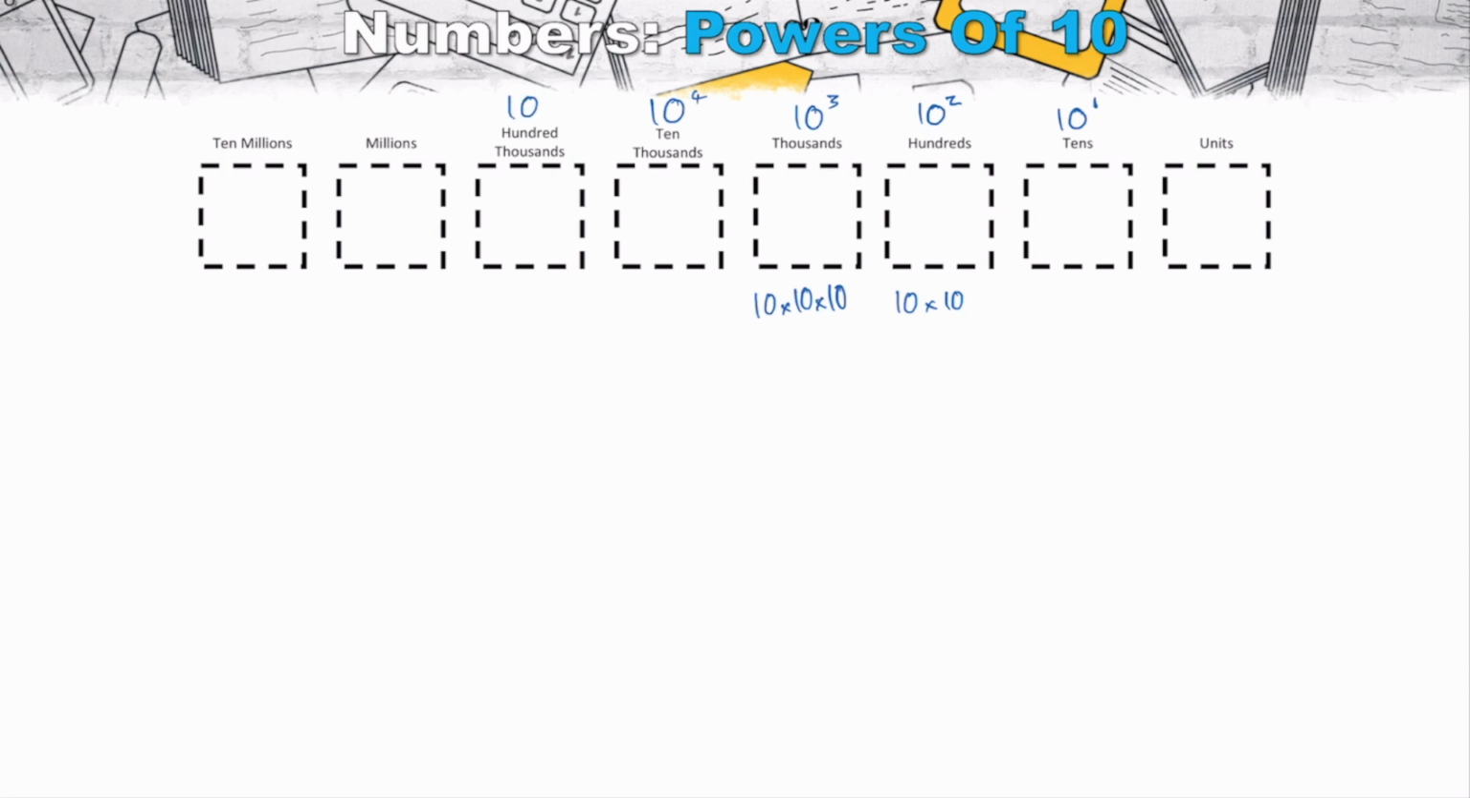100,000s will be 10 to the power of 5. Millions will be 10 to the power of 6. 10 millions will be 10 to the power of 7. Which brings us to these little fellas down here, the units.